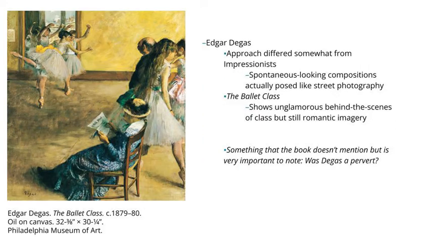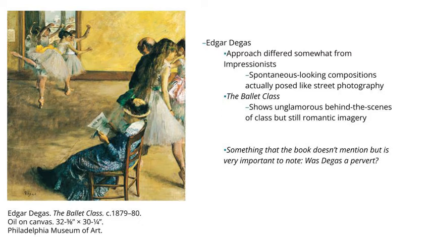Next, we have Edgar Degas, who approached this a bit differently than Impressionists did, but I'd still consider him an Impressionist. He has these spontaneous-looking compositions that actually posed more like street photography, in the sense that things felt more like action shots. This piece in particular is called The Ballet Class, and it shows the unglamorous behind-the-scenes of the ballet class, but still very romantic imagery.